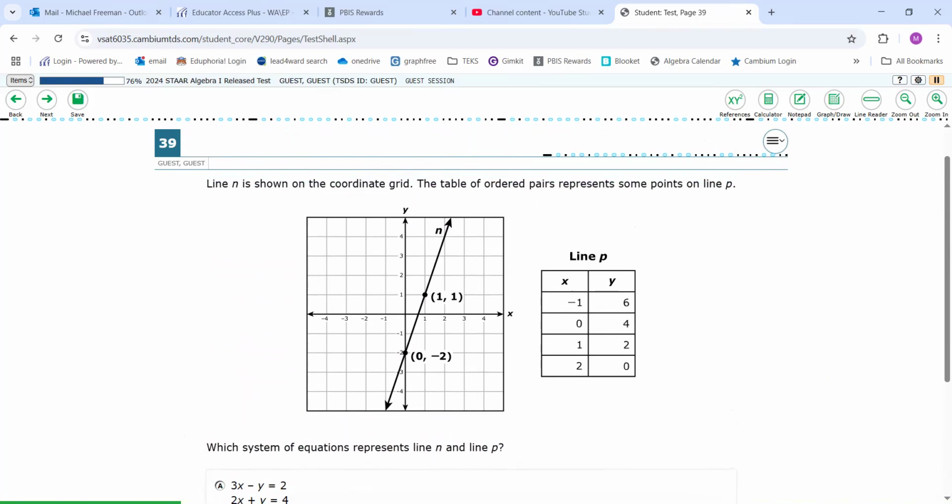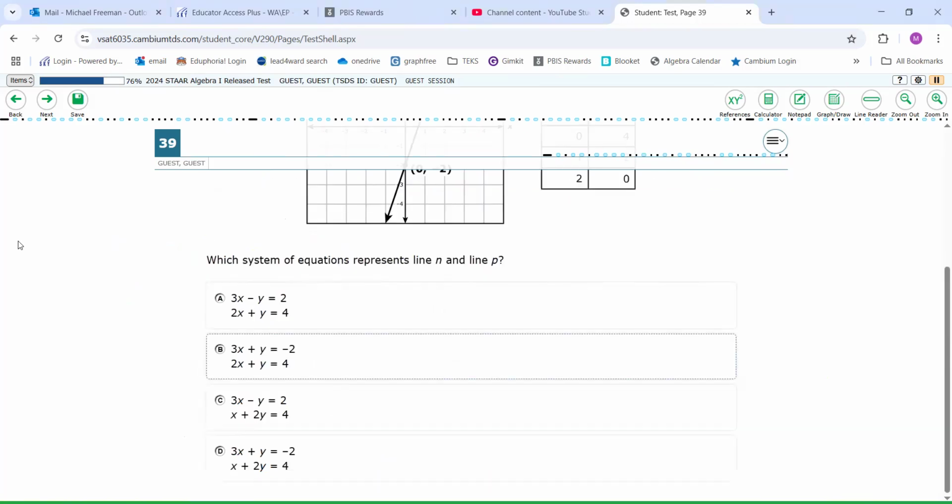So y equals. My y-intercept is negative 2, so I go to negative 2 and I go up 1, 2, 3, and over 1. So 3 over 1 is 3. So it's 3x minus 2. We're going to remember that and write it down. 3x minus 2. But there's a problem. These are not written in slope-intercept form. So if we have y equals 3x minus 2, I have to convert it to standard form.